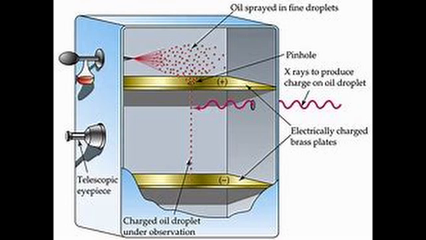Through oil drop experiment, Millikan found that the charge of the electrons to be 1.6 into 10 to the power negative 19 coulomb. The mass of the electrons was determined by combining this result with Thomson's value of charge by mass ratio, and it was found to be 9.1094 into 10 to the power negative 31 kilogram.